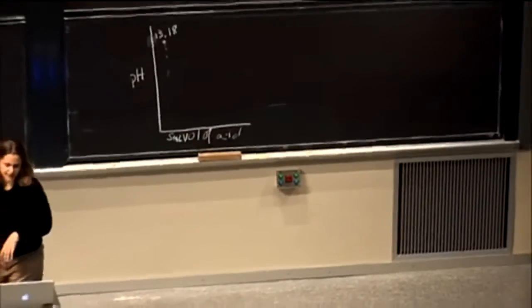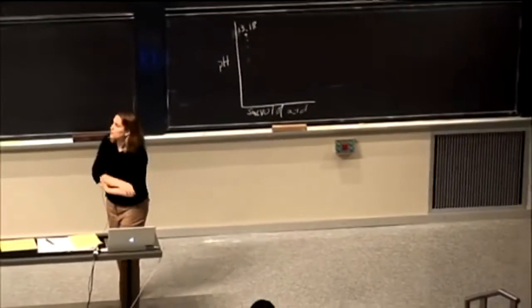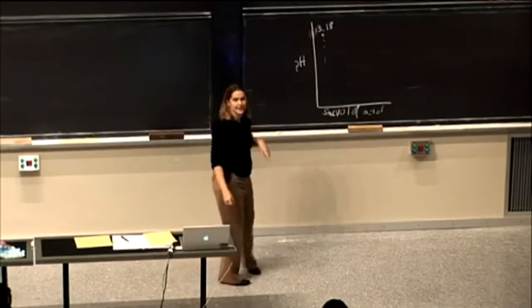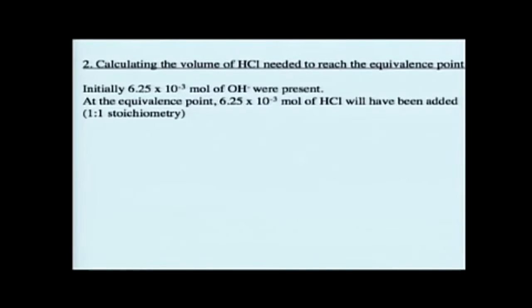The acid has been added. So now let's go right to the equivalence point. The way I draw it should indicate that was not an equivalence point. So we want to figure out how much we need to add of the acid to reach the equivalence point.